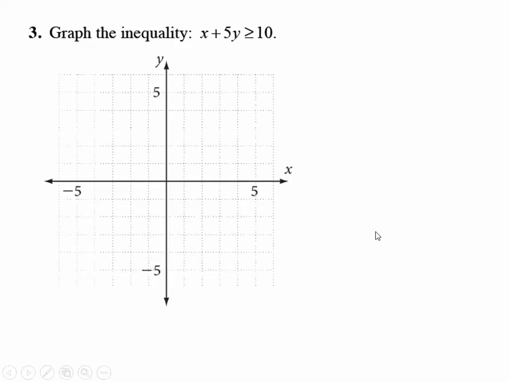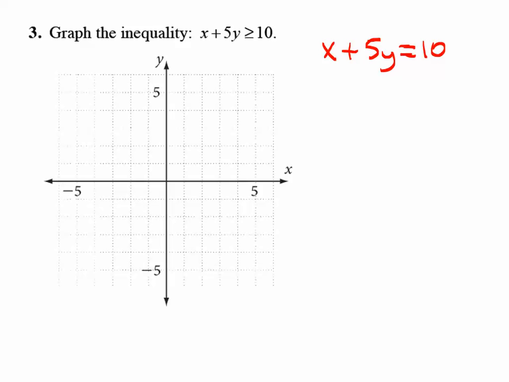Actually, now that I'm thinking about this, you guys can't use the intercept method, because if you plug a 0 in for the y, then x is equal to 10, and 10 is not even on the chart. Ooh, bummer. Okay, we have to solve this guy for y. So let me set it up first. Let me put an equal to instead of a greater than. Solve this for y. Find the slope and the y-intercept and graph it.